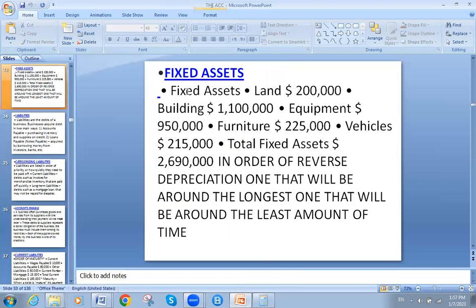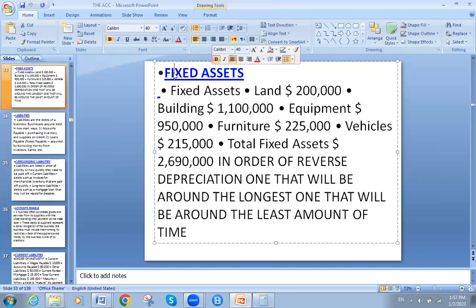What about the fixed assets? It's the same, but the only problem is how to know the fixed from the current. What will be classified as fixed and what will be classified as current? I showed you this before. So lands are fixed, buildings are fixed, equipment is fixed, furniture is fixed, vehicles are fixed. So I can say the total will be 200,000.